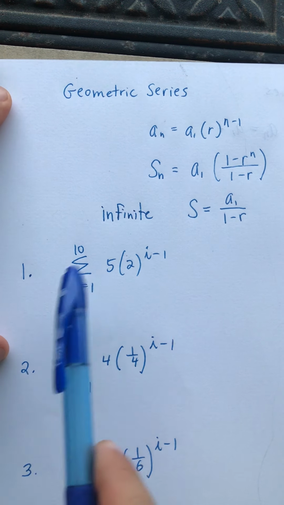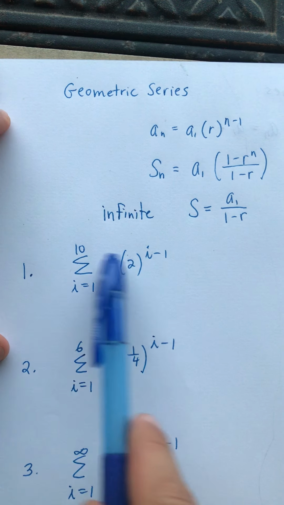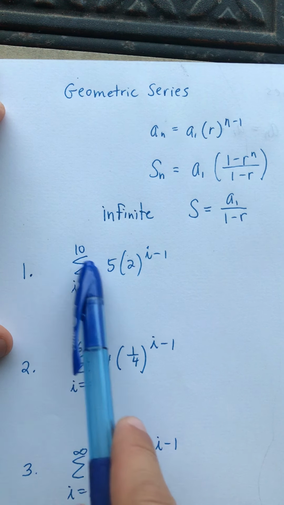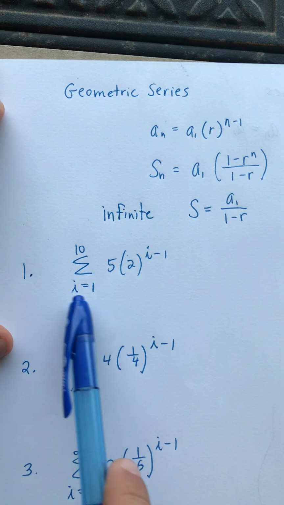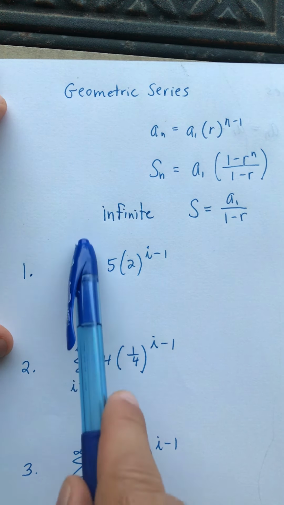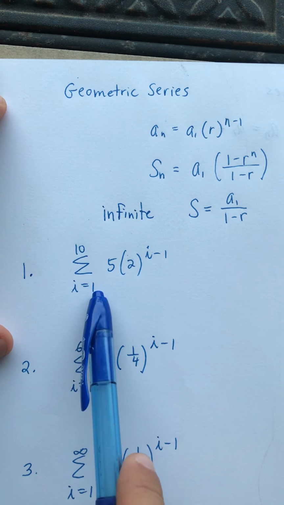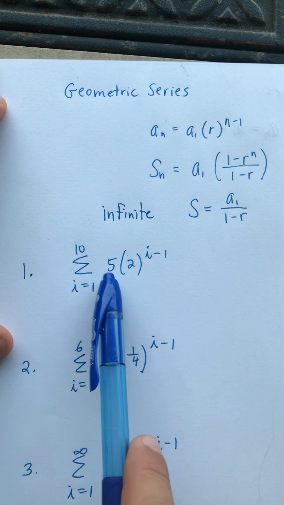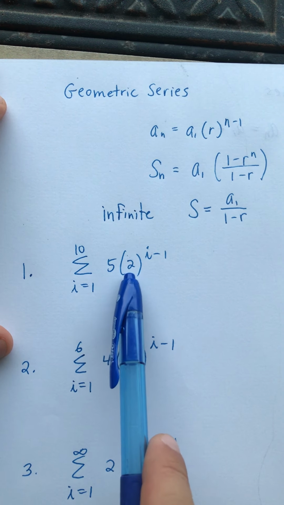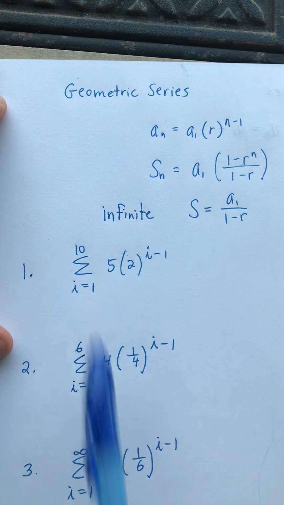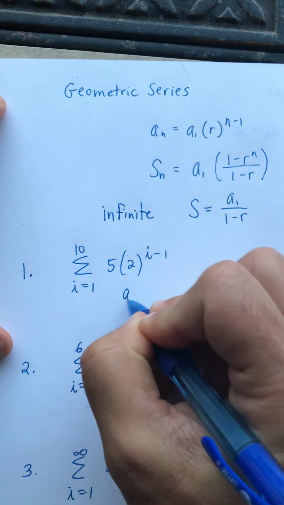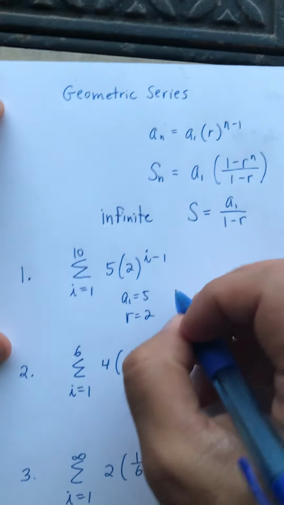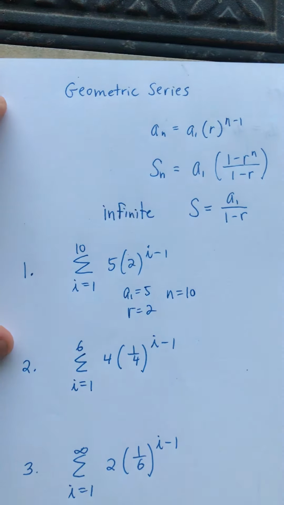So let's do number 1. Again, we have this notation. Don't get fooled by the notation. This is just the Greek symbol for sum. So we're finding the sum of terms 1 to 10. We're adding 10 terms together, and this is the formula for the sequence. So that means 5 is the first term, and the common ratio is 2. We know that the first term is 5, the common ratio is 2, and we are adding 10 terms together.